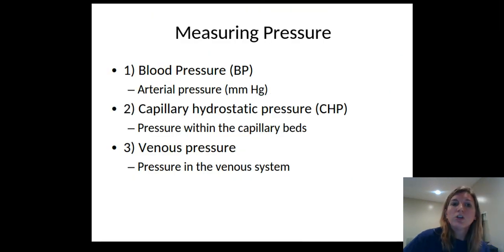How do we measure it? You measure it by taking the millimeters of mercury within the arteries, right? You can also measure what's called the capillary hydrostatic pressure and the venous pressure. So there's 3 different types of pressure that we're going to be talking about in the next video.